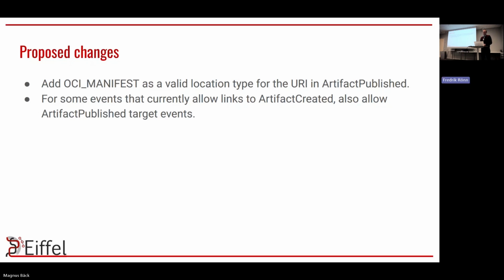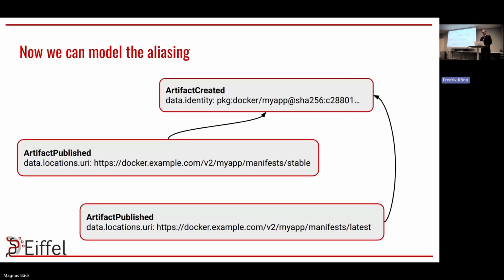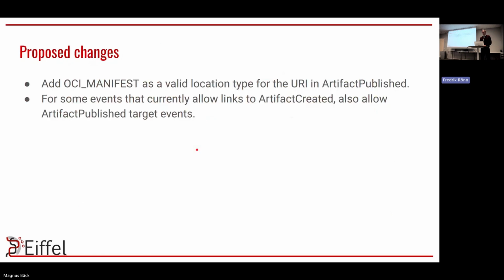Secondly, the events that currently allow links to artifact created would have to be changed somewhat to also allow the link to artifact published. And that would allow us to do this. Otherwise, as it stands, you can only link to the artifact created. You could still, of course, have this complete graph, but you wouldn't be able to capture the intention of whoever is doing the linking. So we have to allow links also to the artifact published.